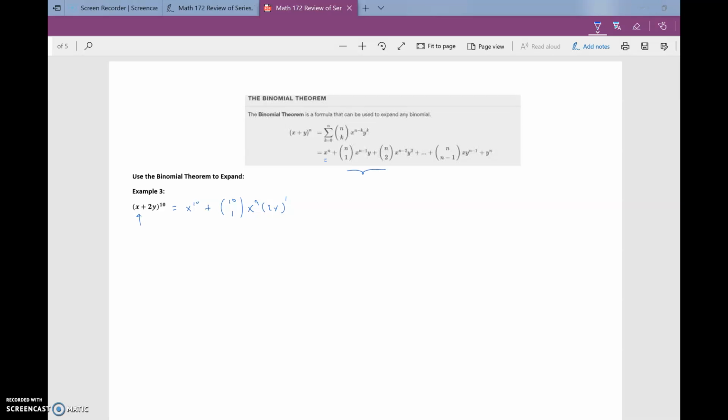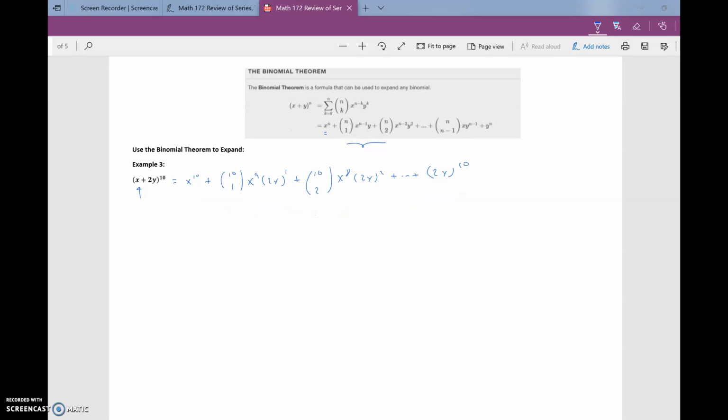So in the expansion from the second term, you're going to follow that pattern. Technically the next one is going to be 10 choose 2, then x to the 8th, then 2y to the 2nd. And then this continues on all the way to the last one. So this will be 2y to the 10th power. Now, each of these has a specific key for the constants. So this is 10c1, and this is 10c2.